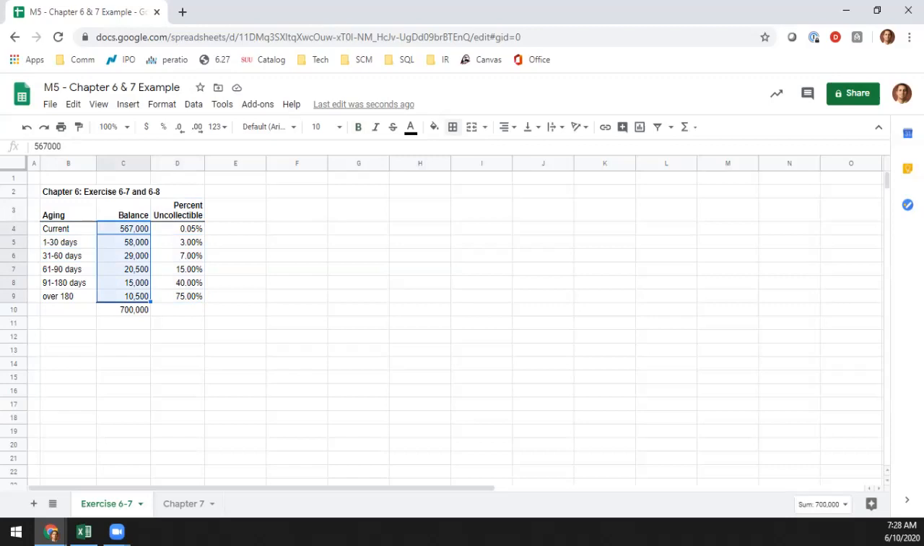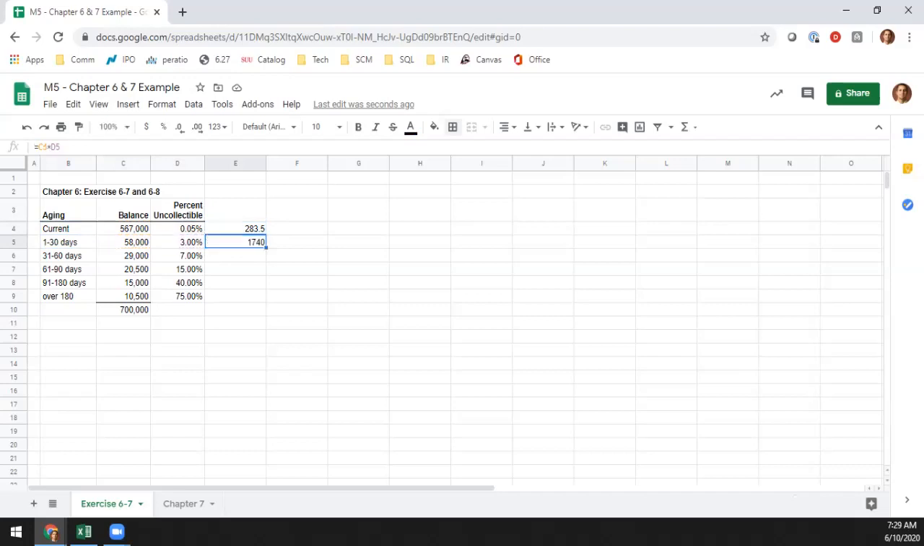Okay, so for this problem, it's really simple because we don't have to determine anything. So we're just going to take the balance multiplied by the percent uncollectible. And that is our allowance for doubtful accounts for anything that's a current receivable. Okay, anything that's 1 to 30 days, that's going to be the percent uncollectible, just 3% multiplied by our balance of 58,000.